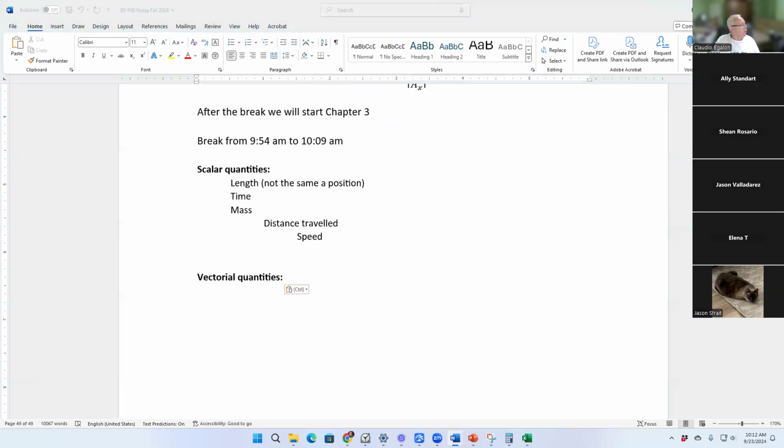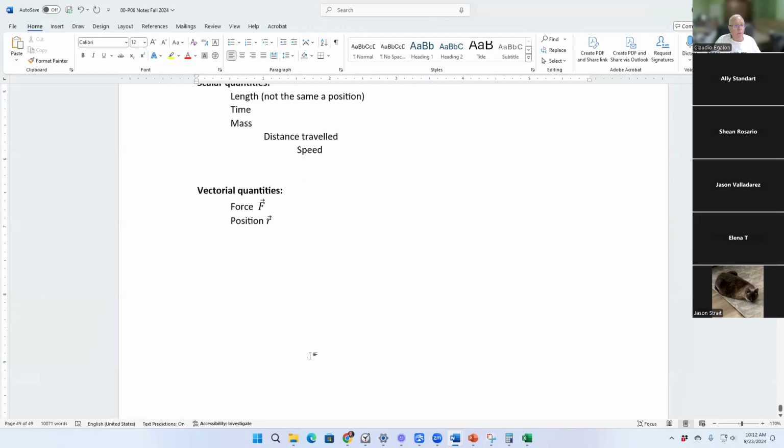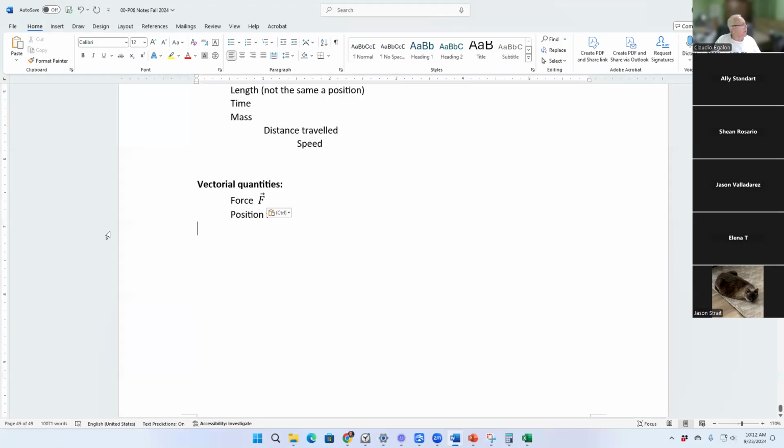And then we have vectorial quantities as well. I already told you that position and force are vectors. We didn't cover force yet; force is a push or a pull. And we usually represent the position vector with the letter R.